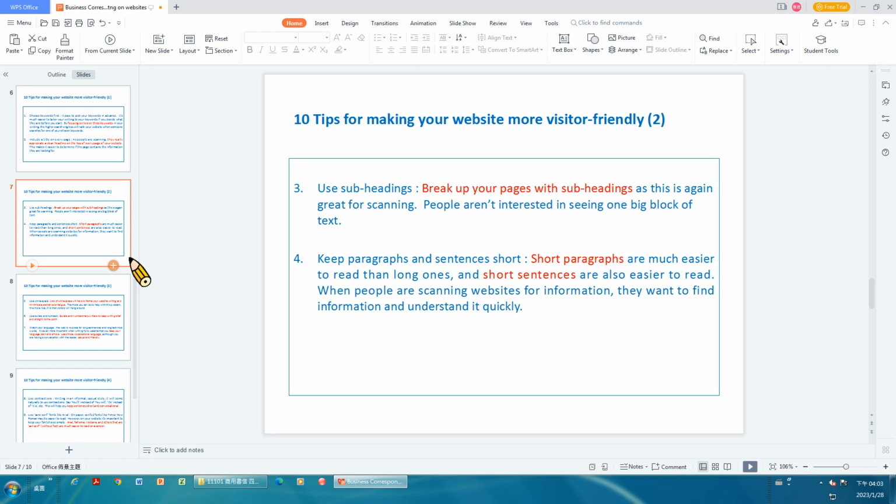Tip number 4. Keep paragraphs and sentences short. Short paragraphs are much easier to read than long ones, and short sentences are also easier to read. When people are scanning websites for information, they want to find information and understand it quickly.